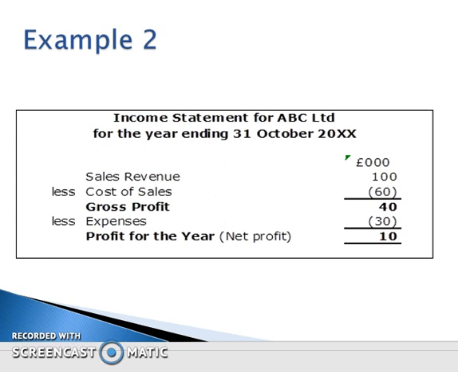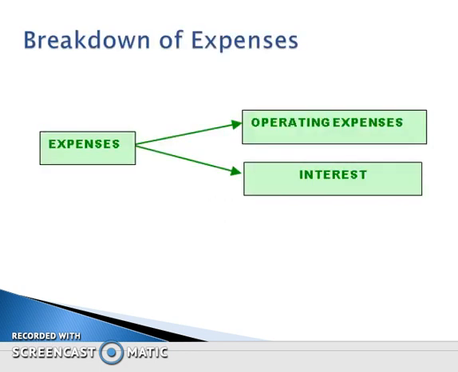This may be regarded as a measure of the success or performance of the people responsible for buying and selling products or manufacturing and selling products. The remaining expenses can be split between operating expenses for the day-to-day running of the business and interest or finance costs.